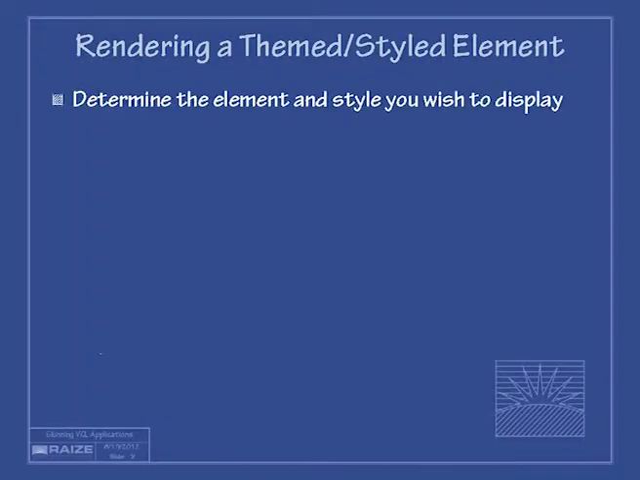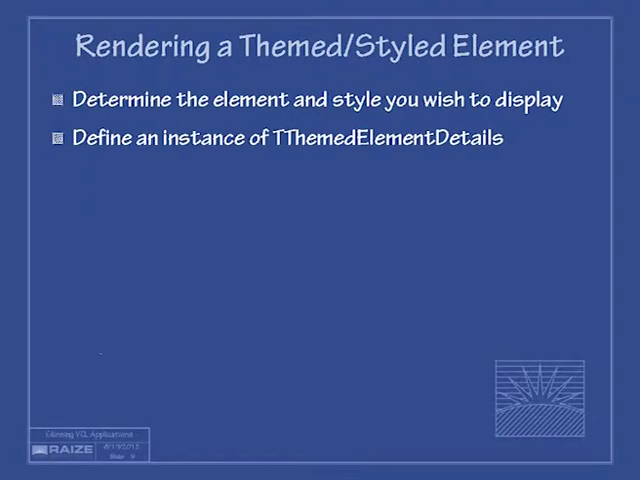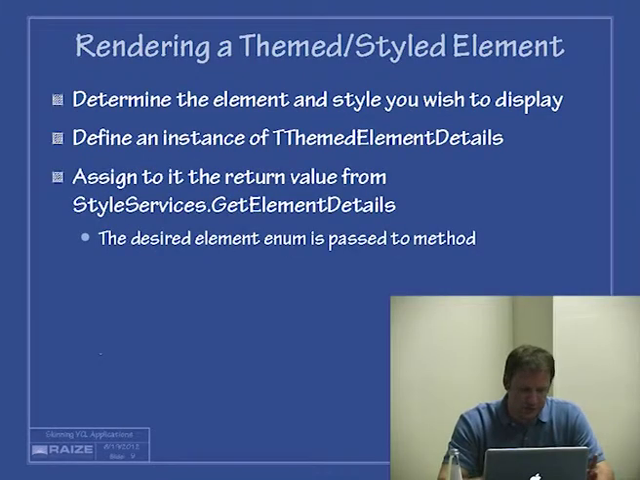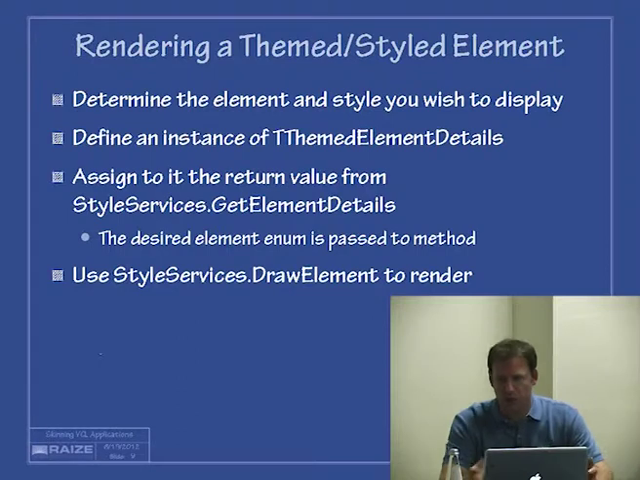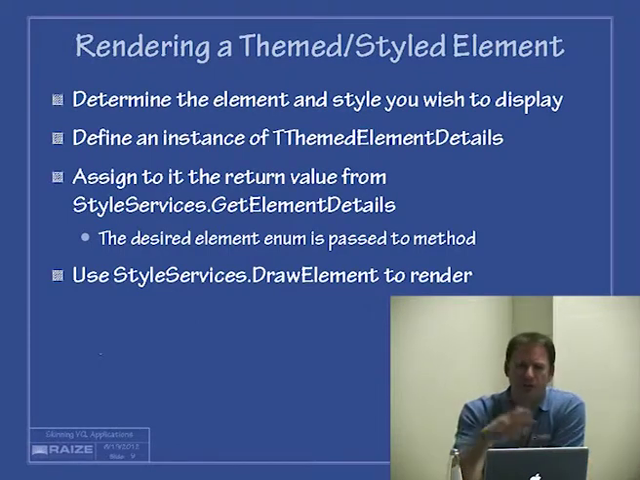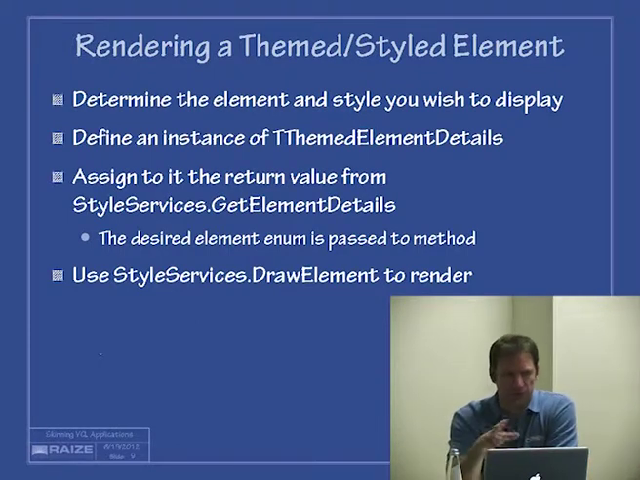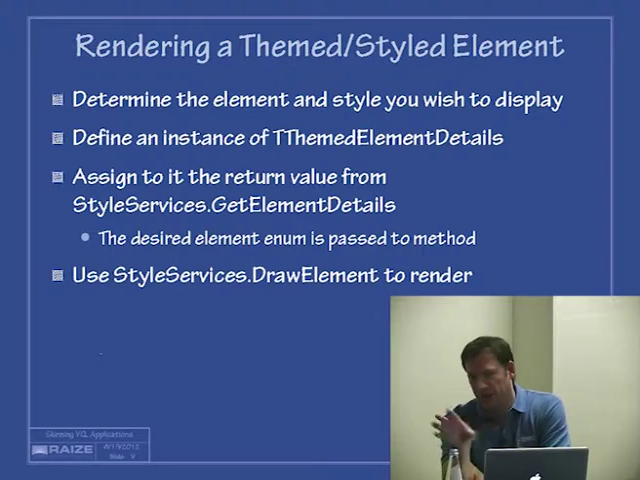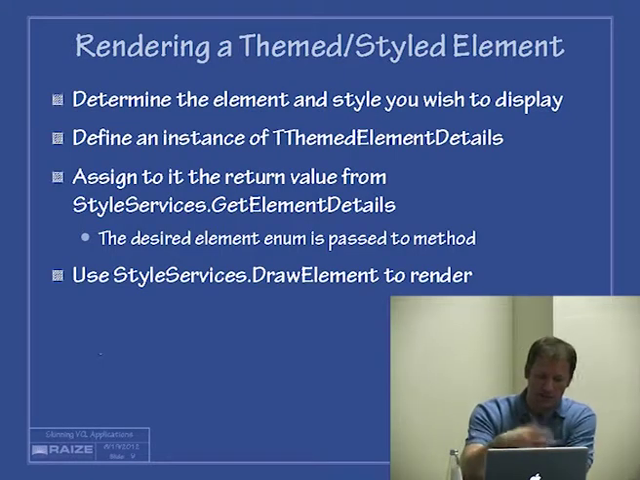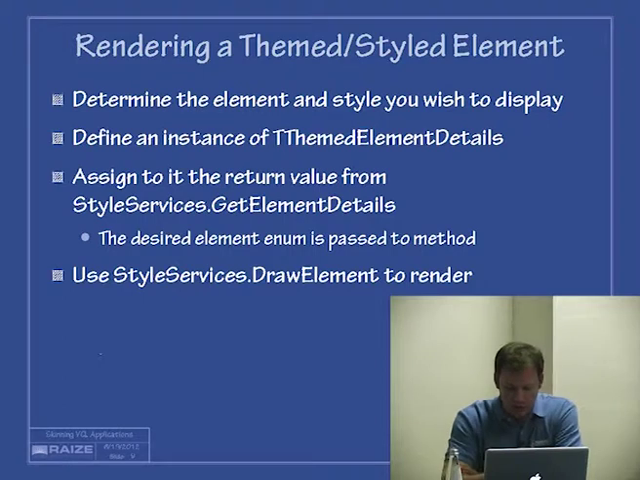So to render it, we set up our element and style, define an instance of the element details, the specific coding, and then call GetElementDetails with our enum, and then we just do the DrawElement. If you guys are into component writing, I'd be happy to show you examples of what that does, but for now it's just knowing that this is how the structure is, which will help us understand the pitfalls.